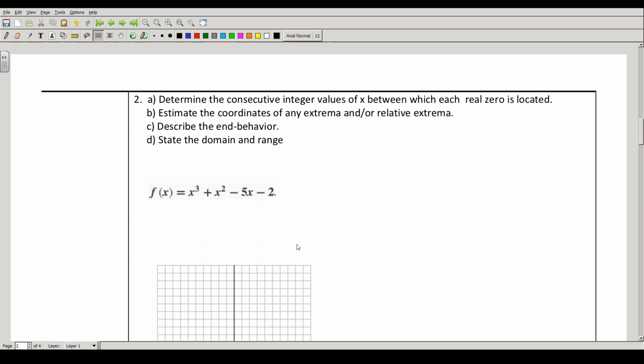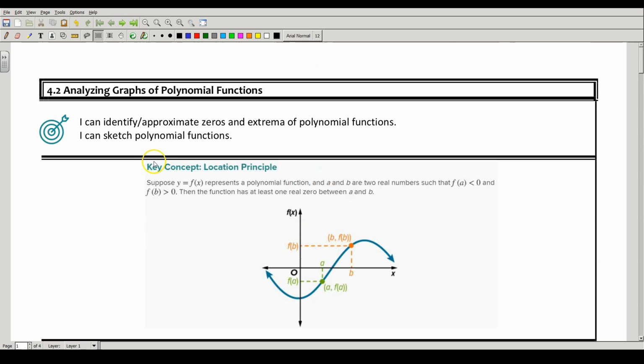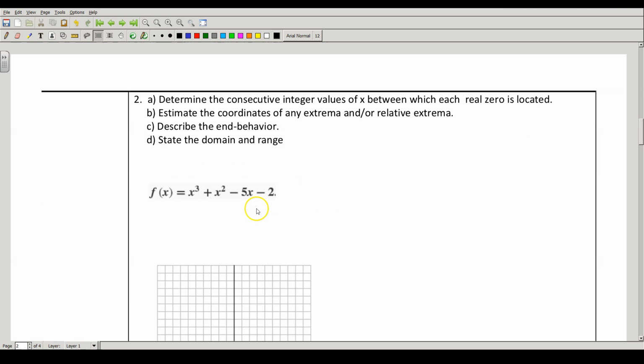All right, so I want us to look at our 4.2 notes, what we were working on yesterday, and I just want to finish up the second example right here. So take that out, and I want you to take out a graphing calculator as well, because we're going to be using that.